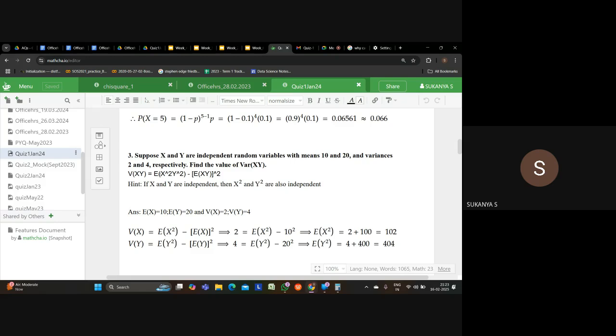Only if we know this, can we split this, right? X square into y square. If we don't know this, you cannot split. You just know that x and y are independent. Actually, I believe this hint was given in the question paper also.